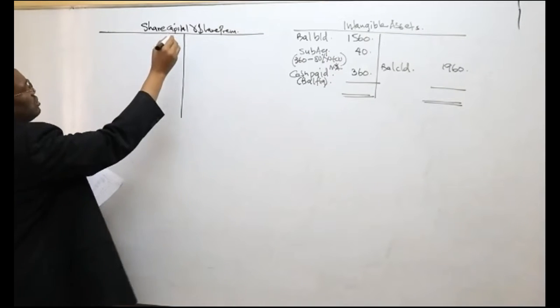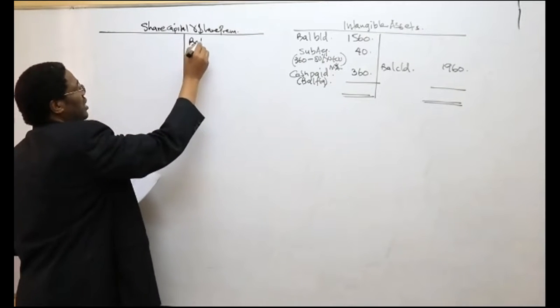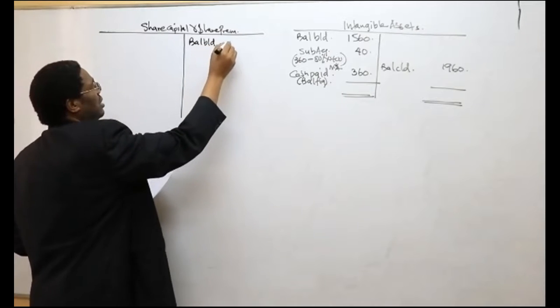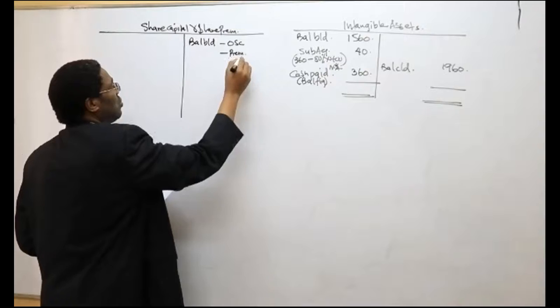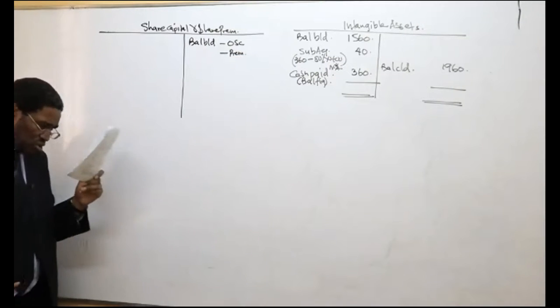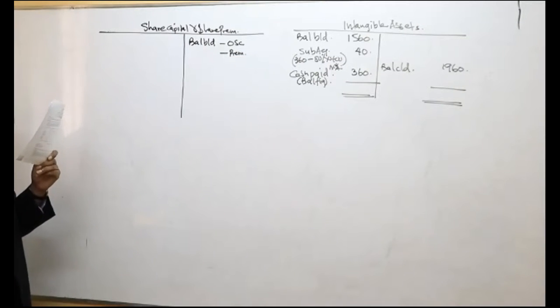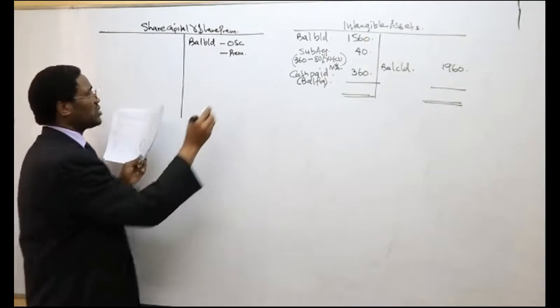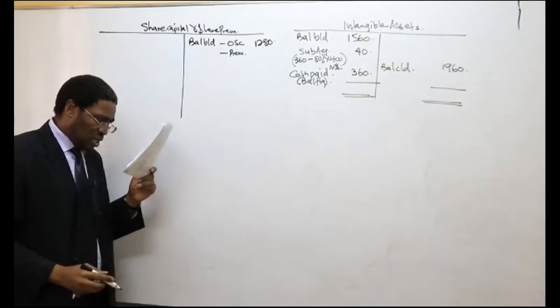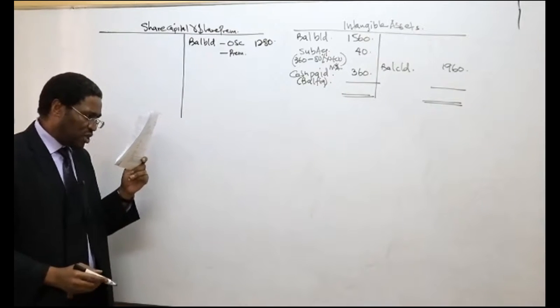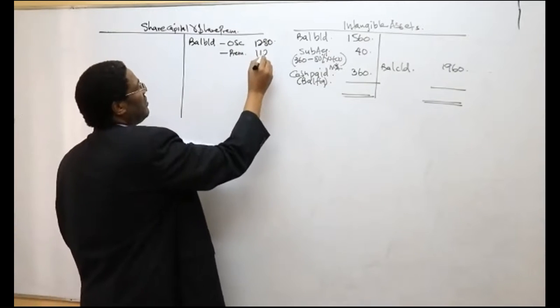So let's bring down the two balances by the beginning of the year. From the balance sheet last year, bring down the balance of the ordinary share capital and the balance of the share premium. According to the balance sheet last year, our share capital was given as 1280. Last year, our share premium was given as 1120.